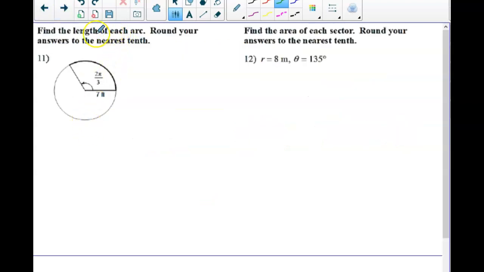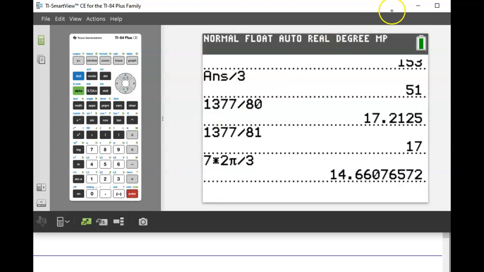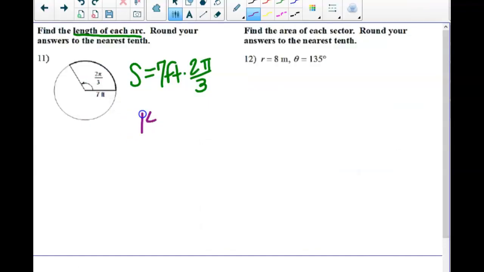All right, so this one wants length of an arc. So it's S equals R, which is 7 feet, times theta, which is 2 pi over 3. Is it already in radians? Yes, Miss Hofbauer, it is. So I type 7 times 2 pi over 3. I got 14.7 feet. That is S, the arc length.